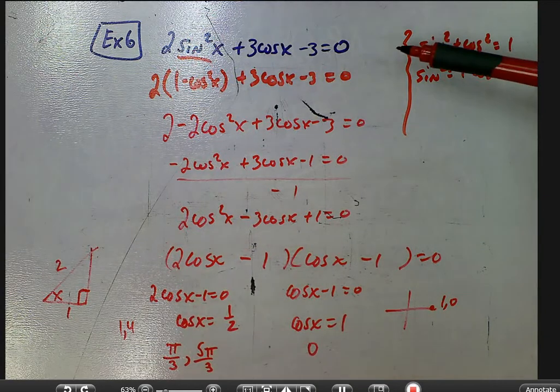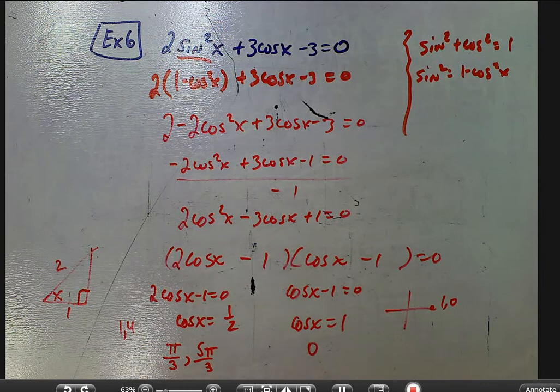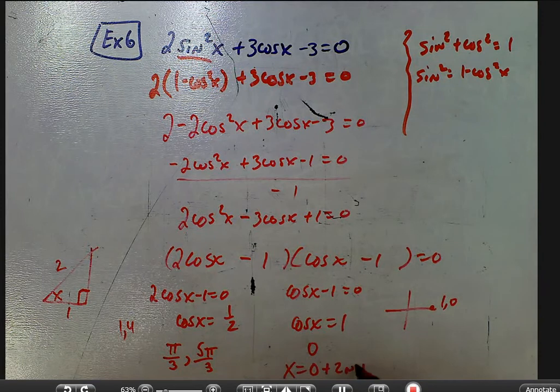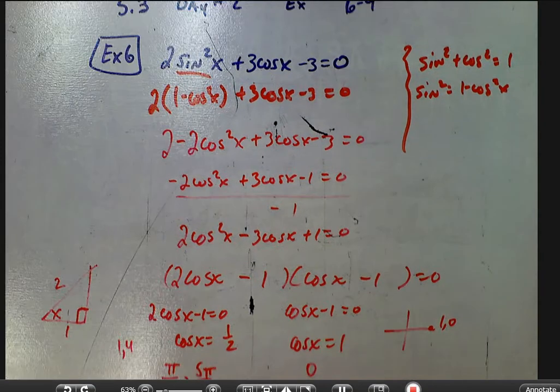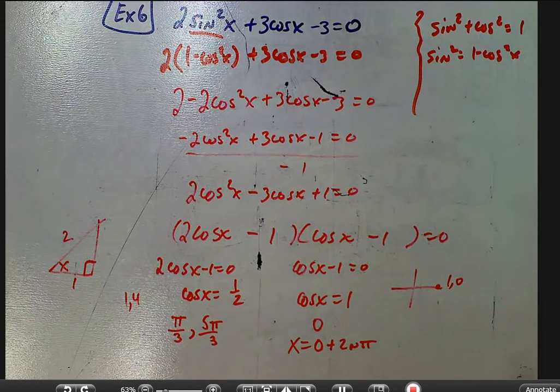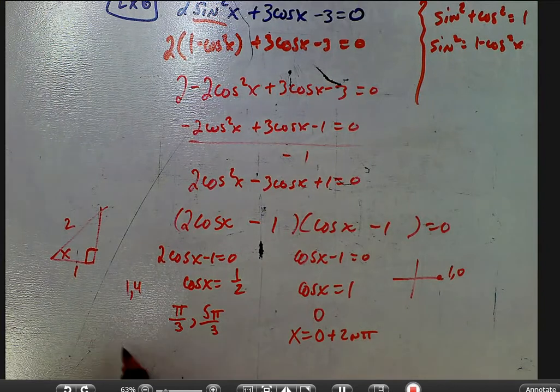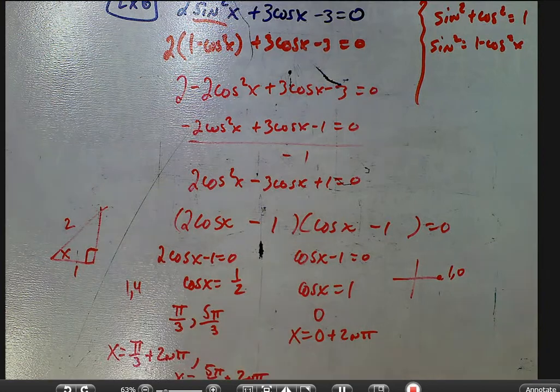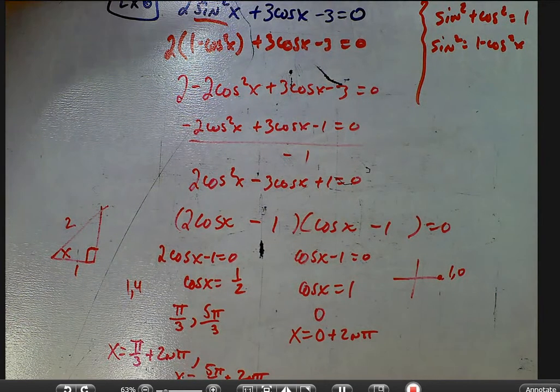But notice on the original problem, there is no restriction. It doesn't say 0 to 2 pi. It's basically find all the solutions. And so it's going to be x equals 0 plus 2n pi, because this is called general form. And since we're not looking for just one answer, we've got to find all the answers. Then it's also going to be x equals pi over 3 plus 2n pi, and x equals 5 pi over 3 plus 2n pi.